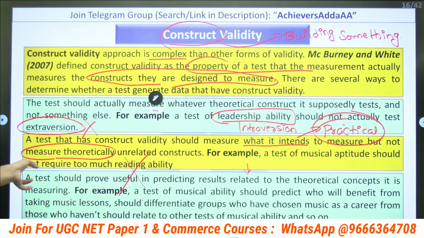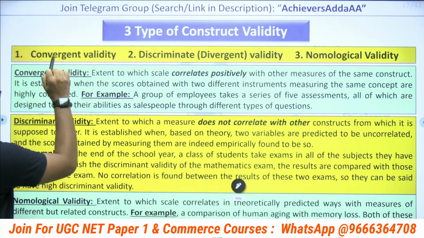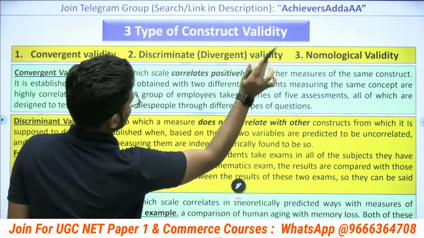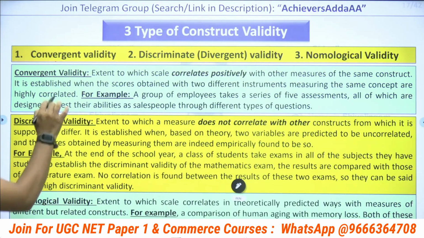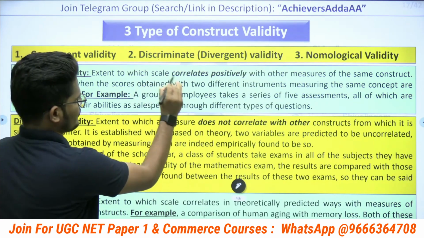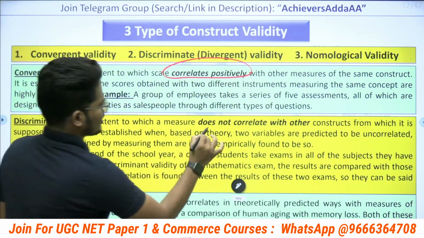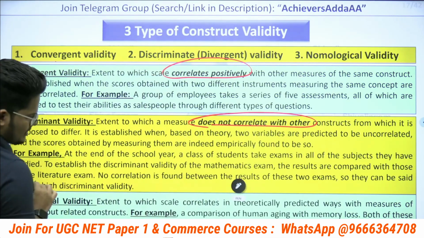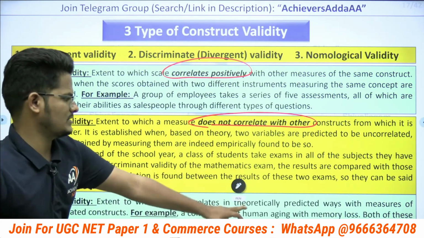Done. So this is about construct. Three types of construct validity are there: convergent, divergent, and nomological. Divergent's other name is discriminant. Convergent is the extent to which correlation is positive in nature. When there is no correlation, that is discriminant or divergent. Nomological is something different, which we compare in a theoretical way.